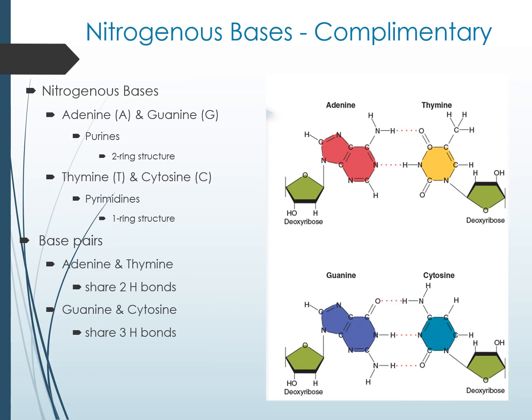In a complementary base pair, one purine bonds with one pyrimidine. Adenine and thymine always pair with each other, while guanine and cytosine always pair with each other. These base pairs are held together with hydrogen bonds.